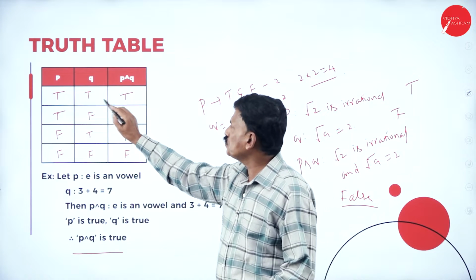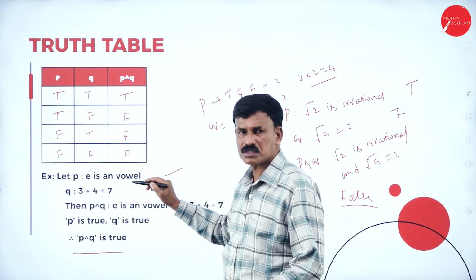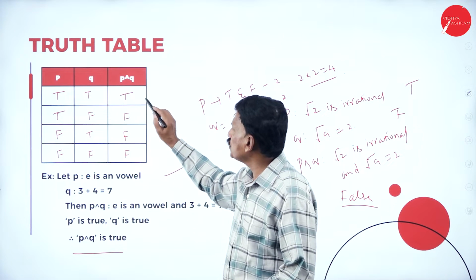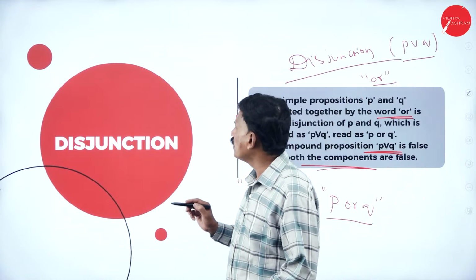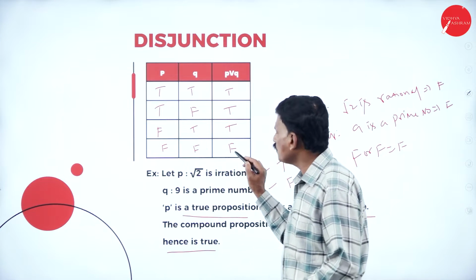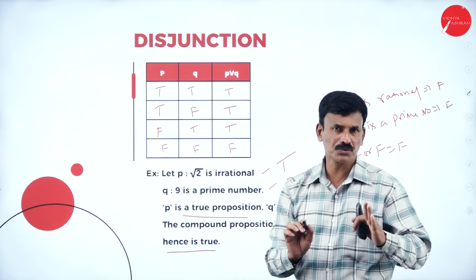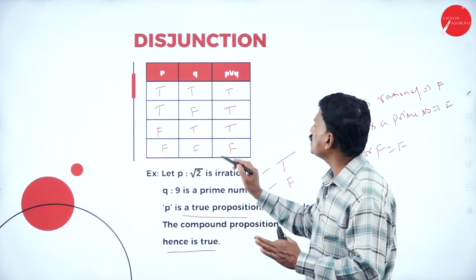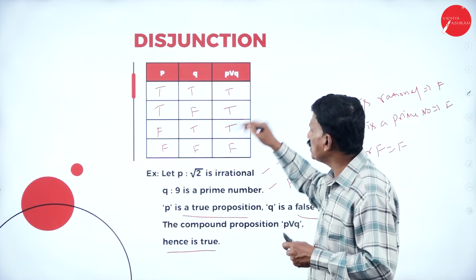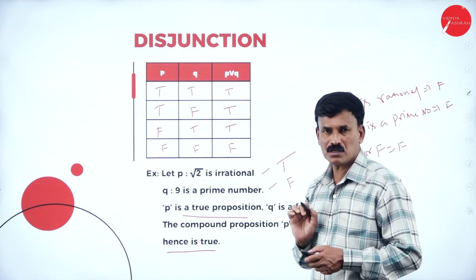See the difference between the first and the second. In conjunction, true and true is true, remaining are false. Whereas in disjunction, false and false is false, remaining are true.